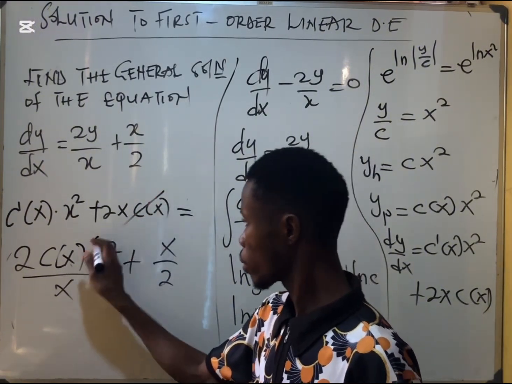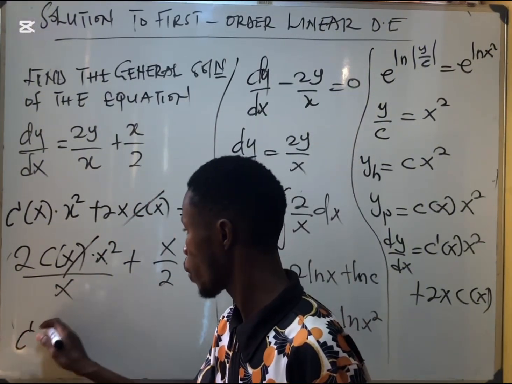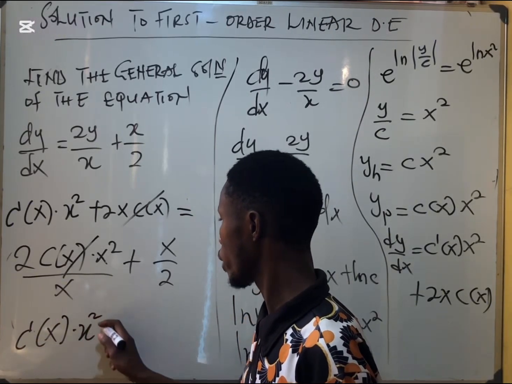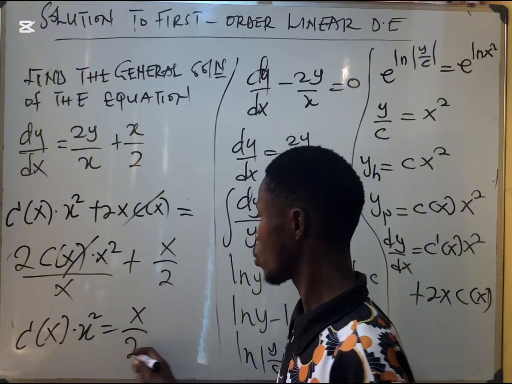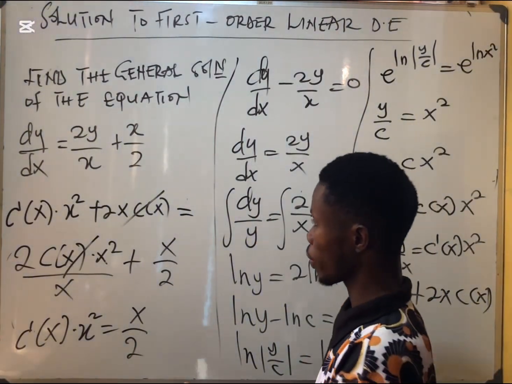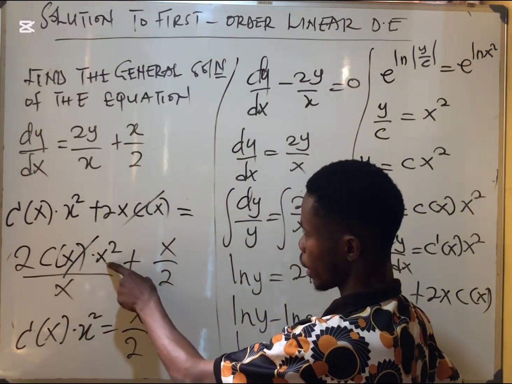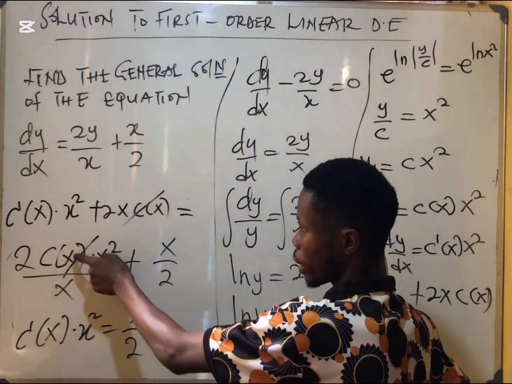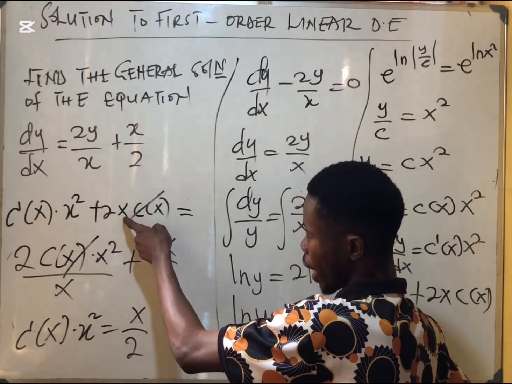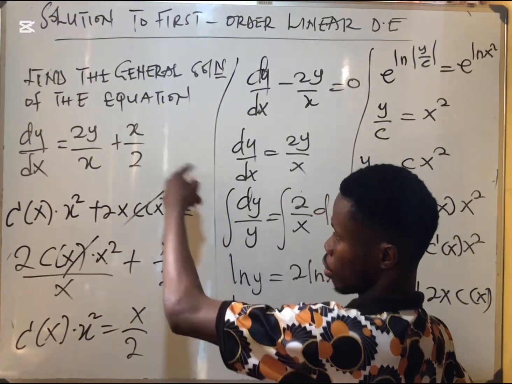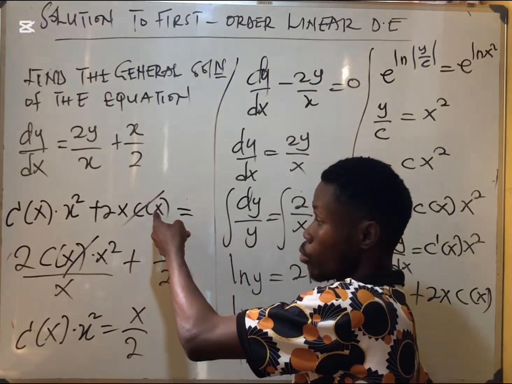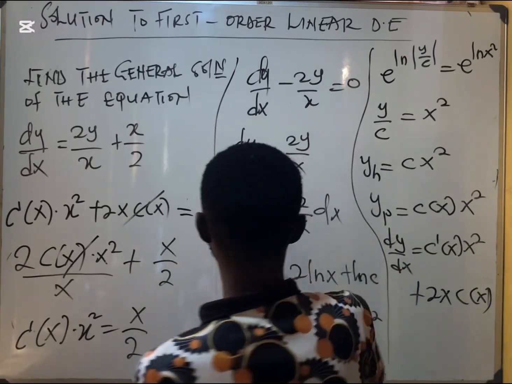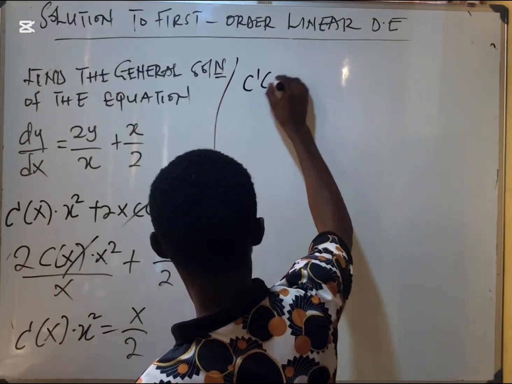So this one will cancel this, so that we'll be having c prime of x multiplied by x squared equals x over 2. Please, the calculation I've done here: this x and this one will cancel, leaving 2x times c of x. And when I bring this to this place, it becomes negative, then I do the cancellation, leaving this one.